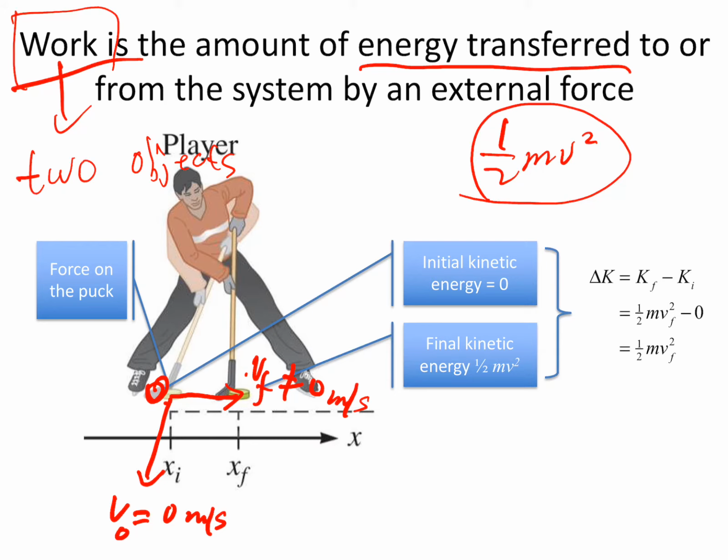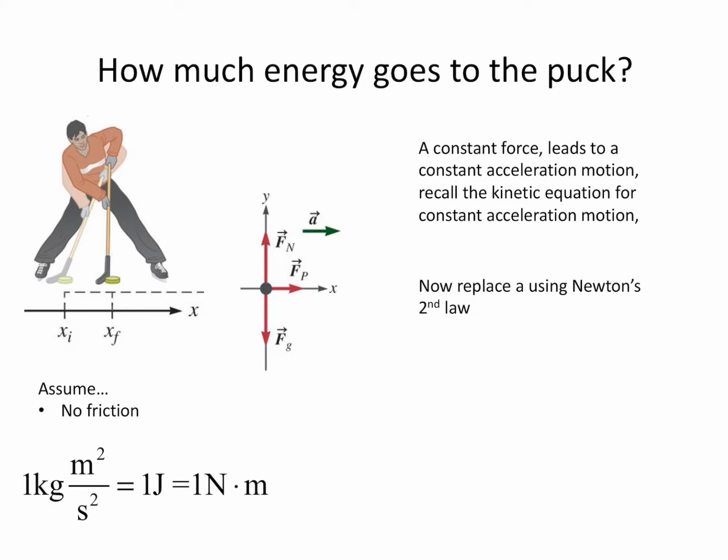So the player applied force on the puck. So he did some work on the puck, and the puck moved. And how are we going to calculate the energy transferred and the work? We're going to use my favorite kinematic equation, if you still remember what that is. 2 times acceleration times displacement equals final velocity squared minus initial velocity squared.